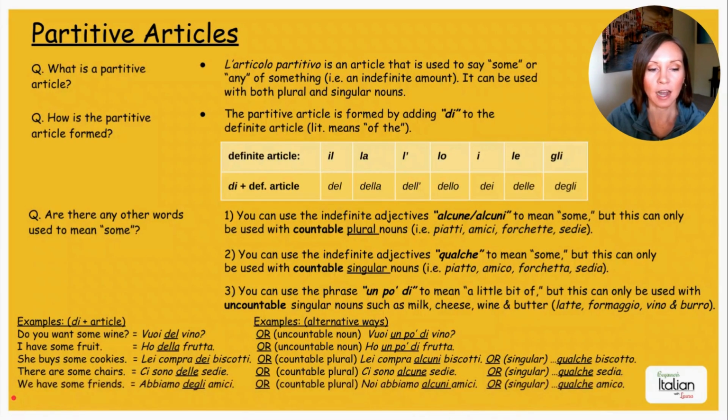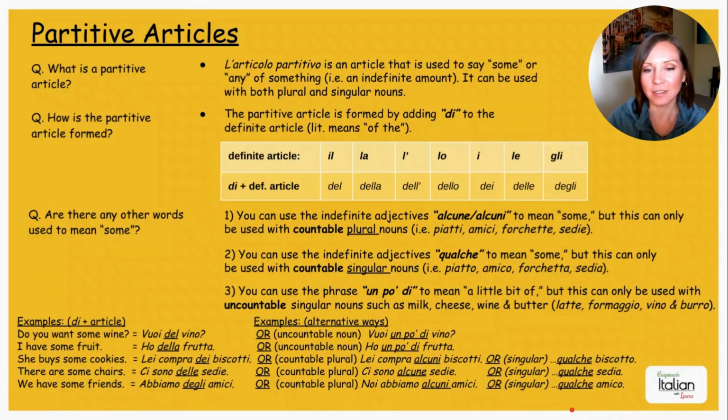We have some friends. Abbiamo degli amici. Okay, degli amici because it is masculine plural and it starts with a vowel. So we're using degli. Or because it's a countable plural noun, we can say noi abbiamo alcuni amici by keeping it plural. Or we can use it in the singular and say qualche amico. Okay, qualche amico. Okay, clear as mud.